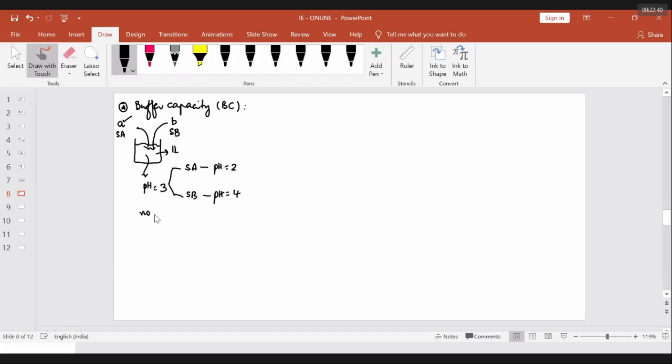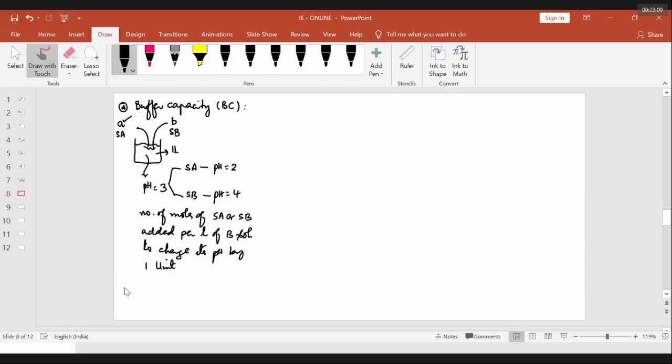Buffer capacity is the number of moles of strong acid or strong base added per liter of buffer solution to change its pH by 1 unit. That is important. Okay, the doctor's job is over.